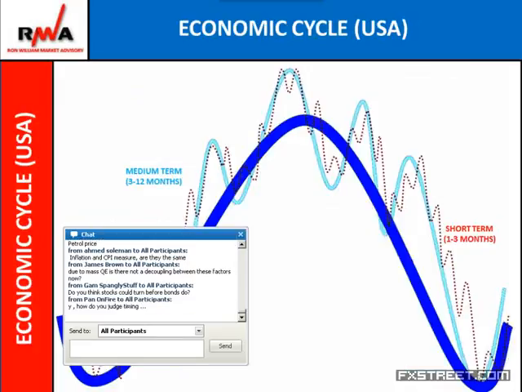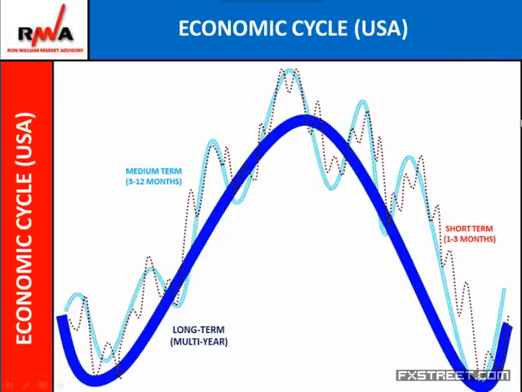Now, I just want to quickly put the economic cycle here. For some of you that attended this session before, in terms of my outlook session, I always show this theoretical diagram of 3 cycles: long-term, medium-term, and short-term. Think of the long-term as multi-year, medium-term as 3 to 12 months, and short-term as anything from a few weeks to a few months. So the big fat blue line, the light turquoise line, and then the red dotted line.